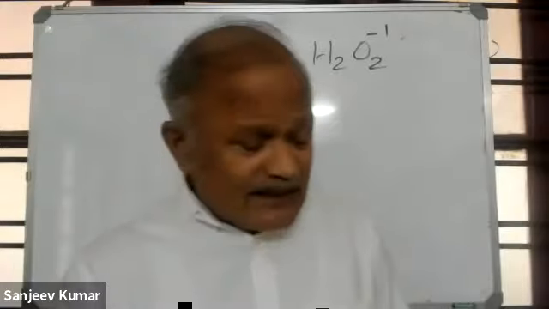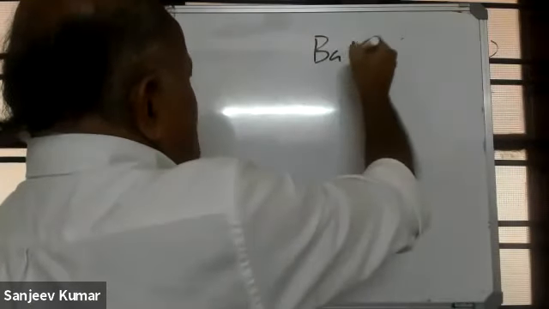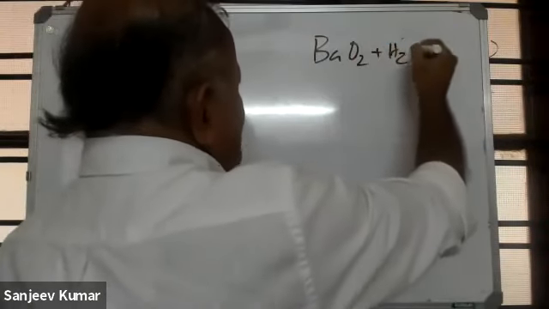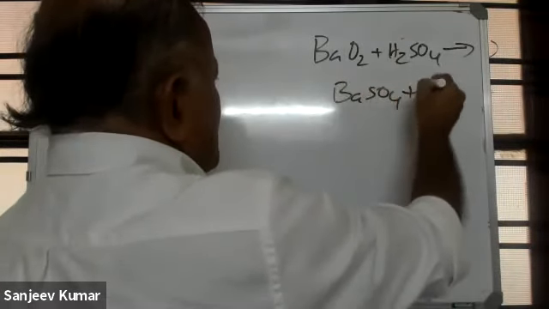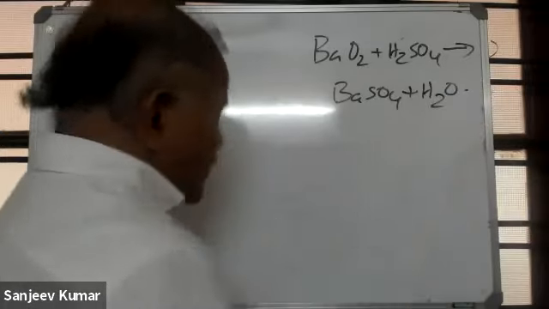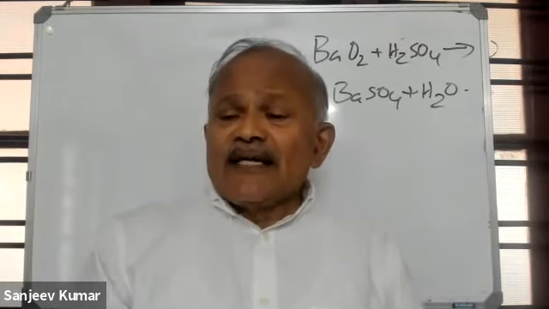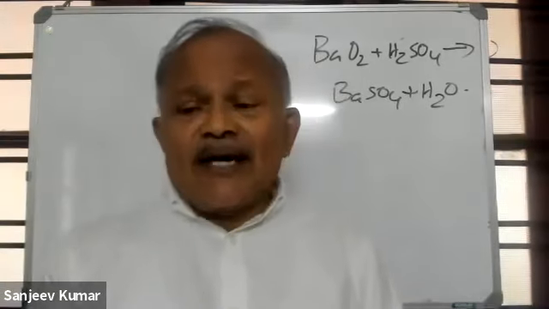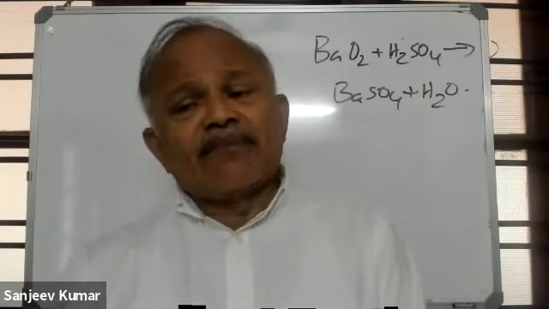The best method to prepare hydrogen peroxide in the laboratory is by treating barium peroxide. BaO2 plus H2SO4 gives barium sulfate, BaSO4, plus H2O2. Actually, the octahydrated form of barium peroxide is treated with dilute sulfuric acid to give hydrogen peroxide. This is the laboratory method of preparation of hydrogen peroxide.